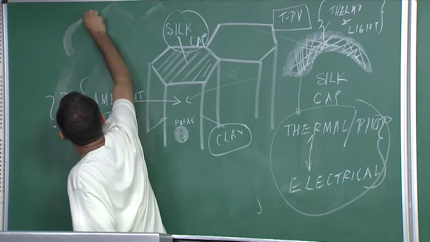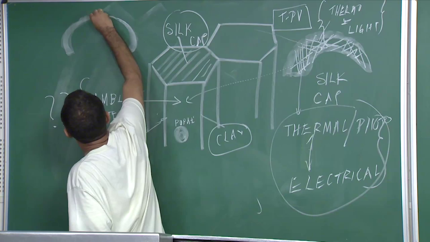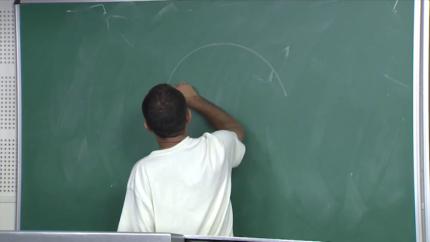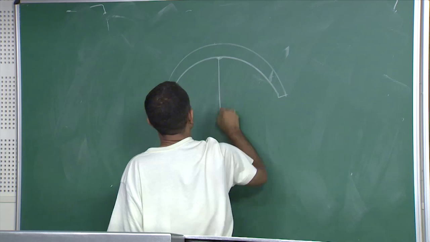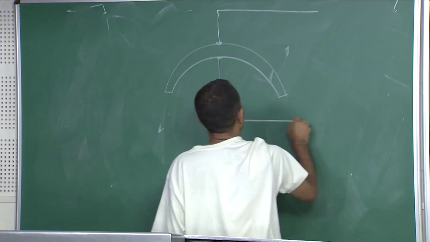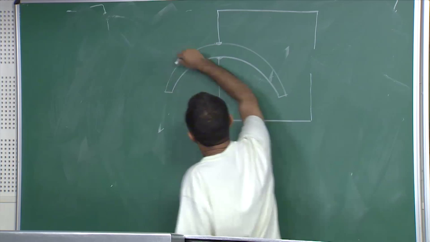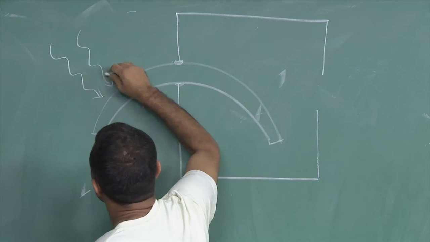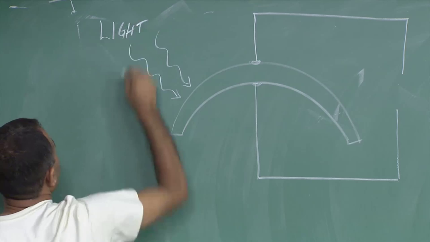So then what he has to do, in order to understand this, is connect an electrode like this and an electrode like this across this particular membrane. It has this silk cap like this, and an electrode is connected on this side and an electrode is connected on this side. Now this is exposed to different kinds of light, because you are studying the photo effect, as well as different temperatures.